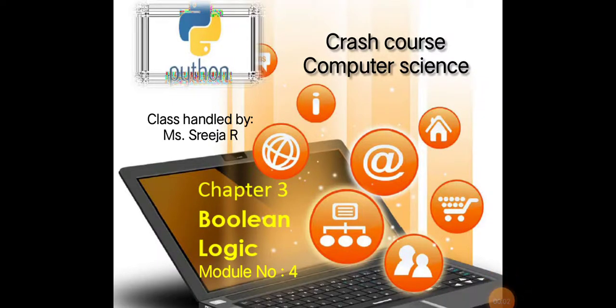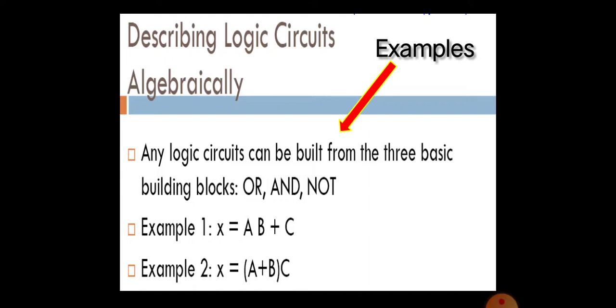My dear children, in this module, we are going to discuss some examples with the logic gates, truth tables, etc. We can describe a logic circuit algebraically. Any logic gate can be built from the three basic building blocks, that is AND, OR, and NOT. Here I am giving example 1 as x is equal to AB plus C.